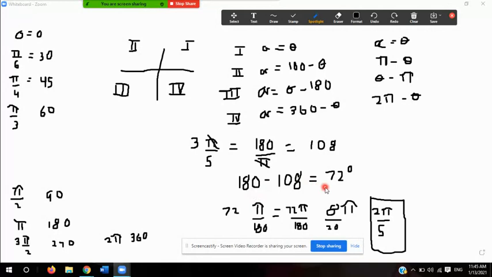So I have my reference angle, but I don't want it in degrees. I want it in radians. So what I do now is I simply convert 72 degrees into radians. So 72 times pi is 72 pi over 180.